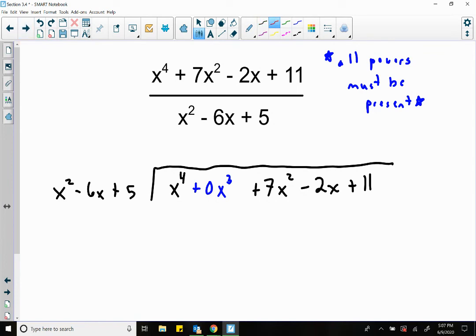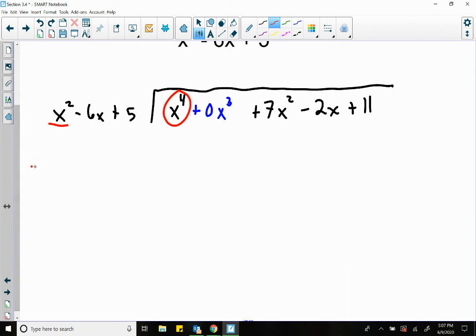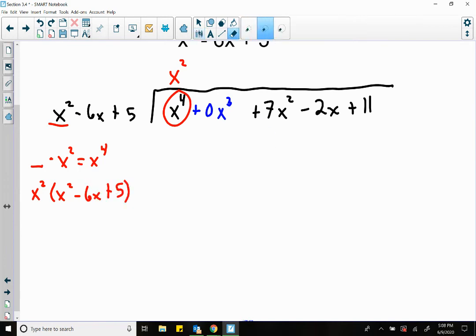Okay, so here's who we care about. Here's who we're first trying to get rid of. So what times x squared will give us x to the 4th? And hopefully you said x squared. Silly Mr. Armstrong. So now we're going to take this x squared, and we're going to multiply x squared minus 6x plus 5. Okay? So x squared times x squared is x to the 4th, which we knew would happen.